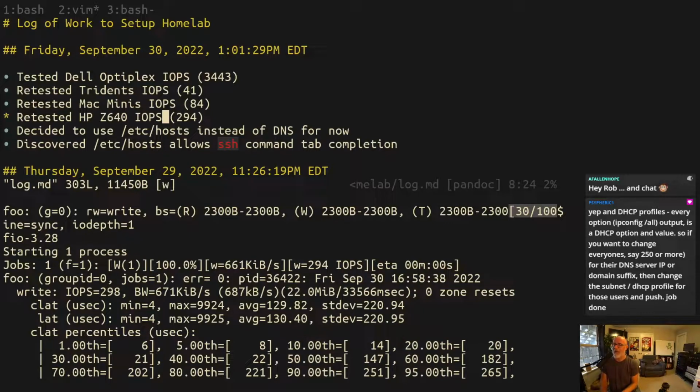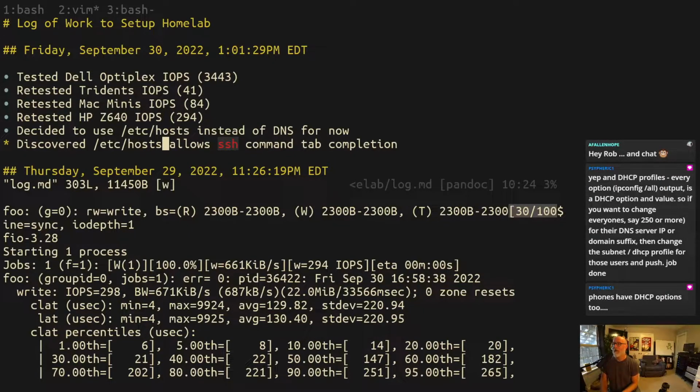You know what else is less of a hassle? The /etc/hosts file. You can't use /etc/hosts, by the way, unless you have static IPs. So yeah, my VMs are going to default to DHCP. The phones have DHCP options. I mean, that makes sense, I guess.